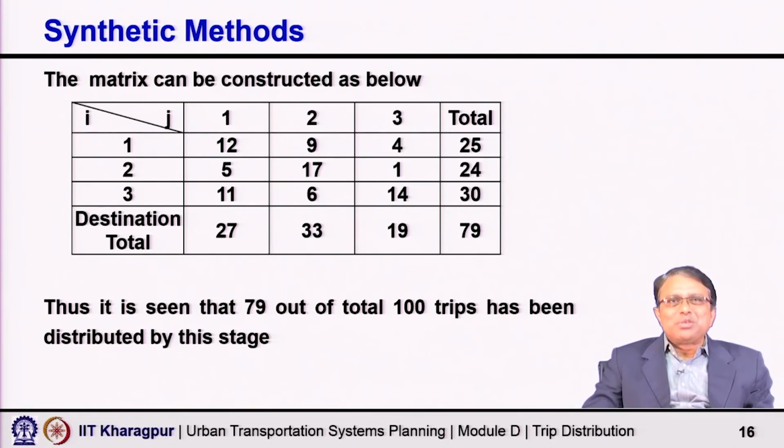So, how many trips have been distributed? Only 79 instead of 100. So, all trips have not been distributed because it is an unconstrained model. The model will not automatically ensure that, but then shall we leave it like this? No, we shall not leave it. So, what can we do? The answer is again simple and known to you.